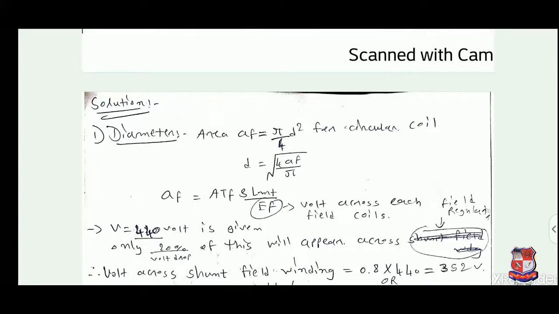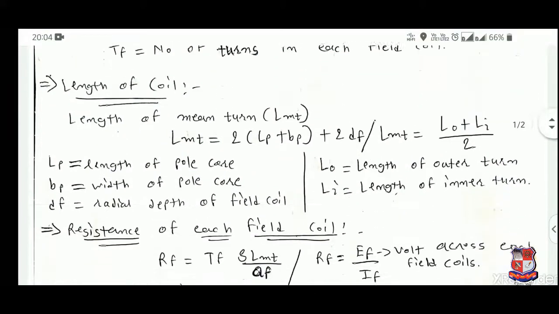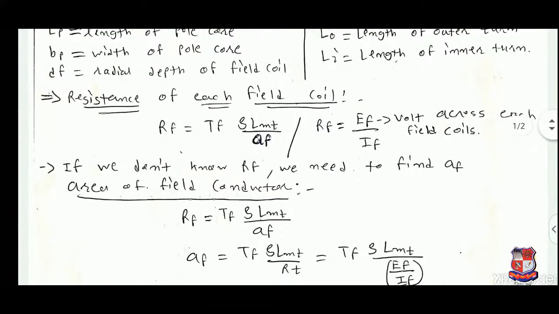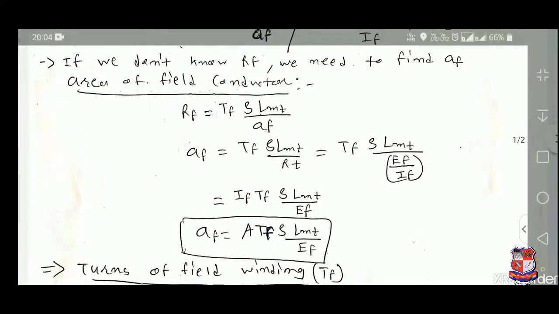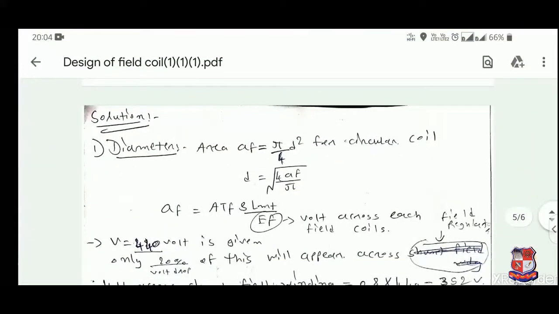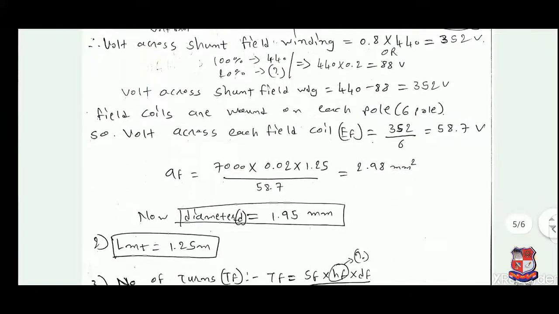Now what will be the equation of AF? What will be the equation of AF? Just go through the previous portion. The equation of AF is written like this: AF equal to ATF rho LMT divided by EF. According to this, which equation can we use? See, AF equal to ATF rho LMT by EF. This equation we can use. So finally we can get the area AF.